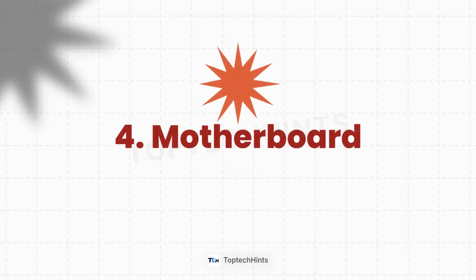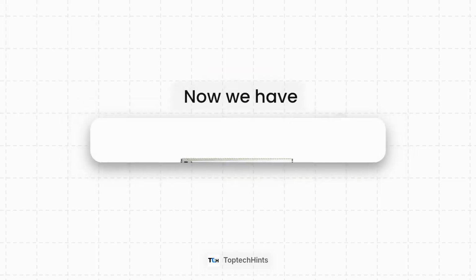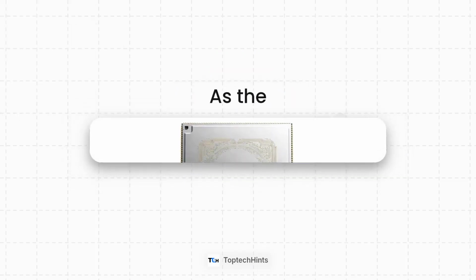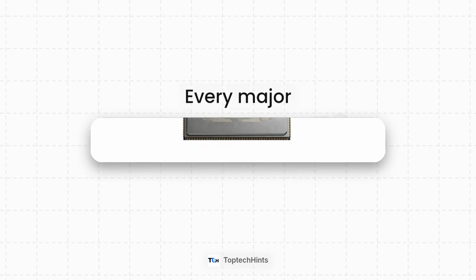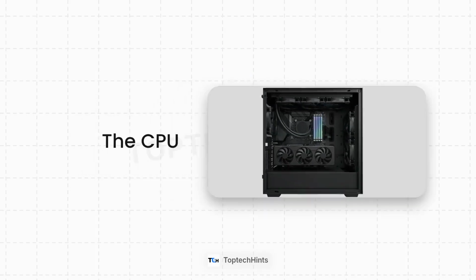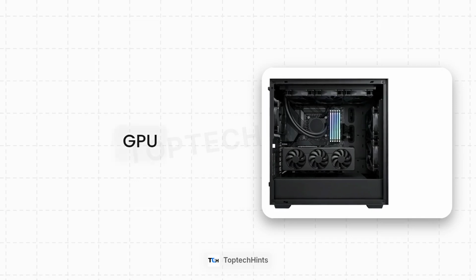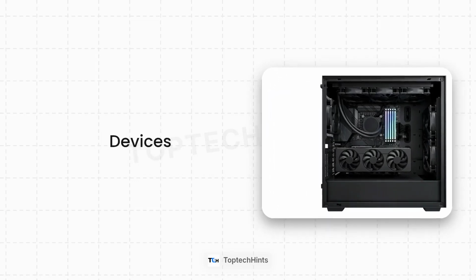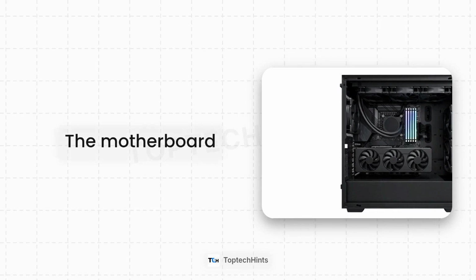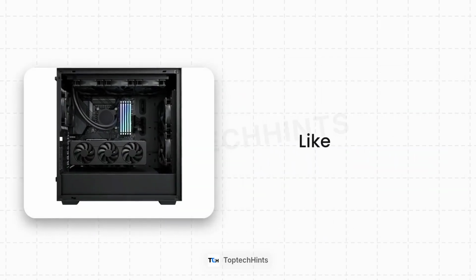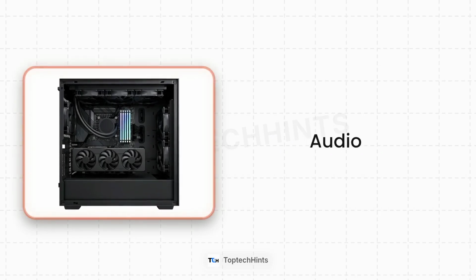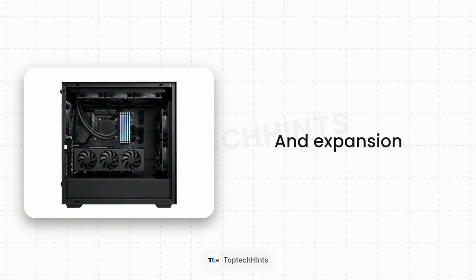Number 4, motherboard. Now we have the motherboard. Think of it as the main road system of your PC. Every major component connects to it. The CPU, RAM, GPU, storage, power supply, and other devices all communicate through the motherboard. It also provides important connections like USB ports, audio, networking, storage slots, and expansion slots.